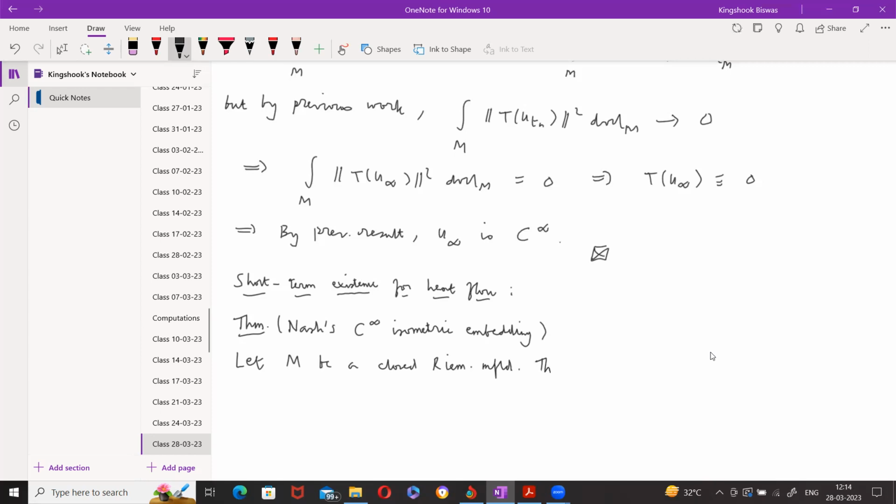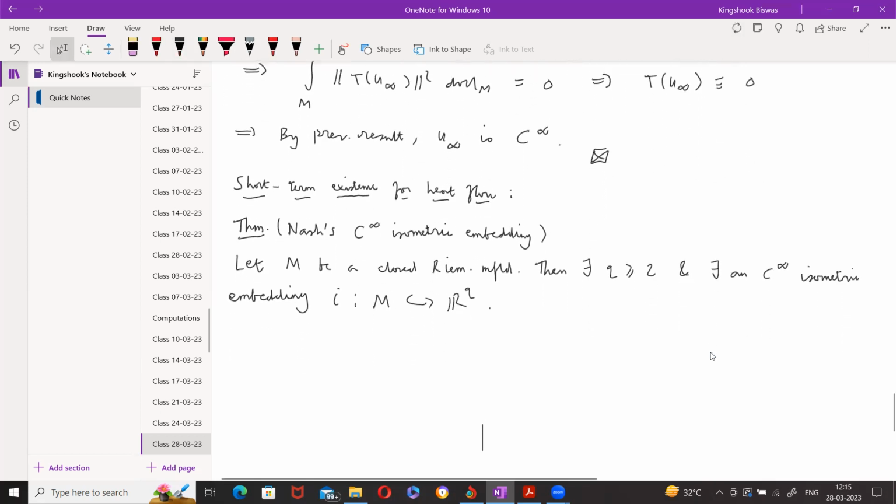Then there exists a positive integer Q and there exists a smooth, a C infinity isometric embedding I from M into RQ. Okay. So what does this mean?